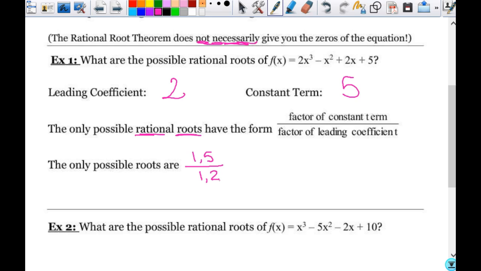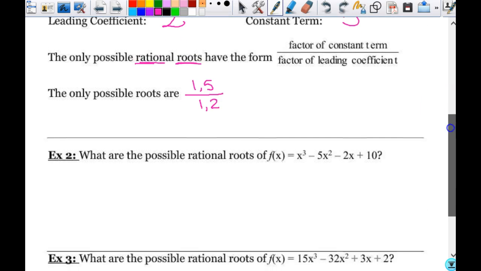Because if they're going to multiply to give me a positive 5, it could be a positive 1 and a positive 5, or it could be a negative 1 and a negative 5, right? So all of these include all of the plus and minus stuff that goes along with it. So here are the options, and here are my possible roots in my little set.